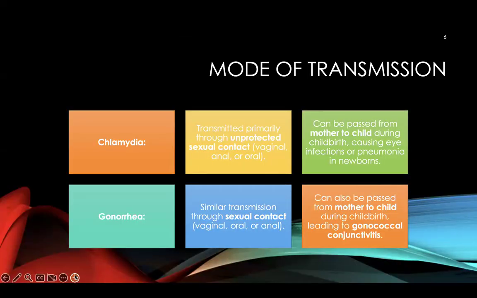Modes of transmission. Chlamydia is transmitted primarily through unprotected sexual contact, vaginal, anal, or oral. It can be passed from mother to child during childbirth, causing eye infections or pneumonia in newborns. Gonorrhea has a similar transmission mode through sexual contact, vaginal, oral, or anal. It can also be passed from mother to child during childbirth, leading to gonococcal conjunctivitis.